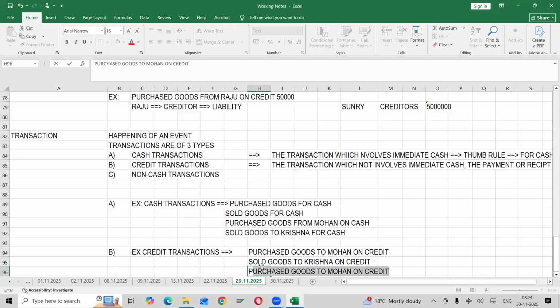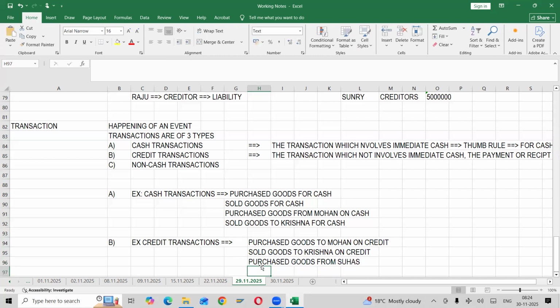One more type. Purchased goods from Suhas. Is it a cash transaction or a credit transaction? Credit transaction. Why credit? I can say that there is no cash involved. Cash is not mentioned. But what is mentioned? Person is mentioned. If cash is not mentioned, and person name or entity name is mentioned, then that will become a credit transaction.